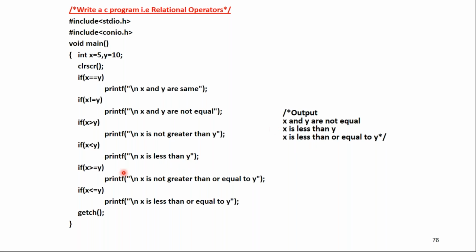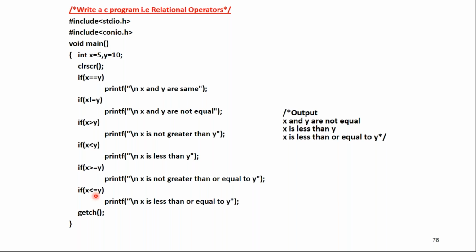Okay, if x is greater than or equal to y, x is 5 and y is 10, so this statement is going to fail, so it is not printed. If x is less than or equal to y, this is true here. Why? Because x value is 5 and y value is 10. So x value is less than y.